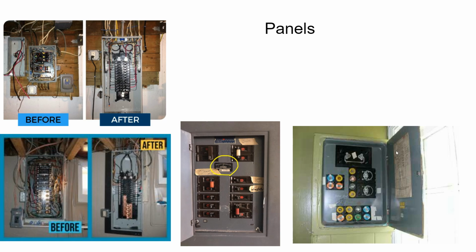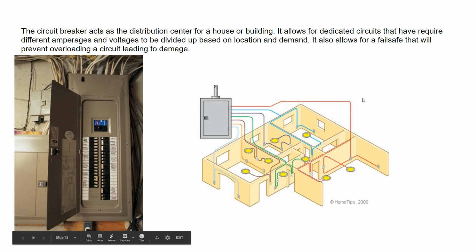The other thing, if you look over to the right, you'll see some old panels. These don't exist anymore. Well, they do, but they're not to code. This one on the far right is actually fused. So instead of having a breaker where you can just go down, oh, I blew the breaker, you actually have to remove the fuse and put a new fuse in there. This is just an older style that you'll see.